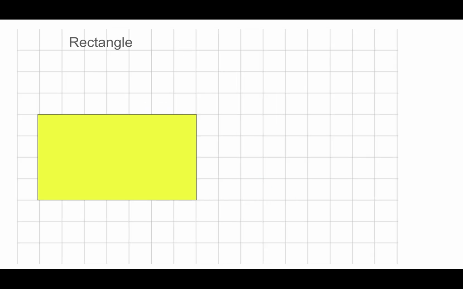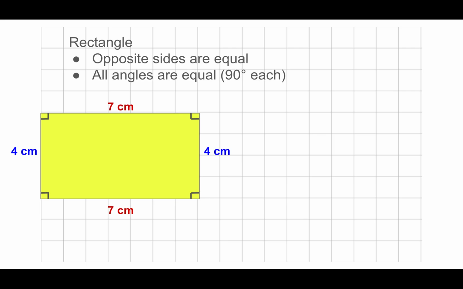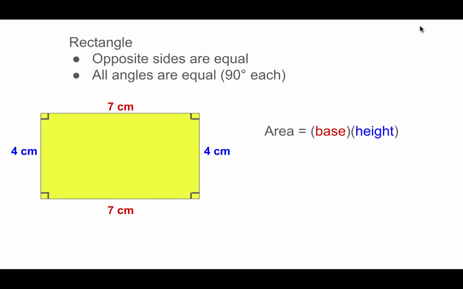Now let's look at the rectangle. For a rectangle, opposite sides are equal. Therefore, if the top side is 7 centimeters, the bottom needs to be 7 centimeters. If the left side is 4 centimeters, the right also has to be 4 centimeters. Also, in a rectangle, just like in a square, all the angles are equal to 90 degrees. Again, you can see the little box here. So they're all 90 degrees.